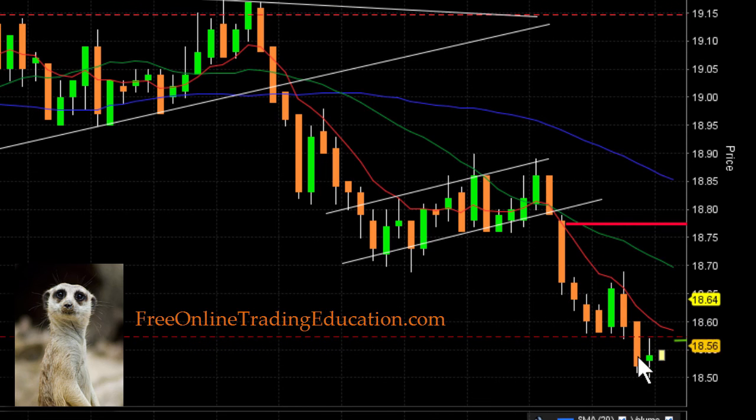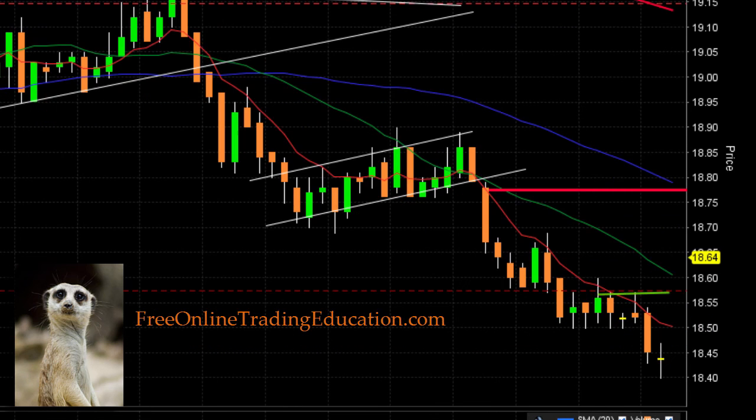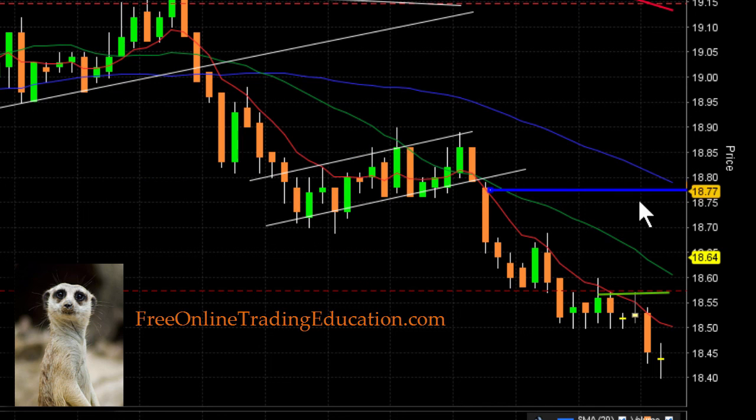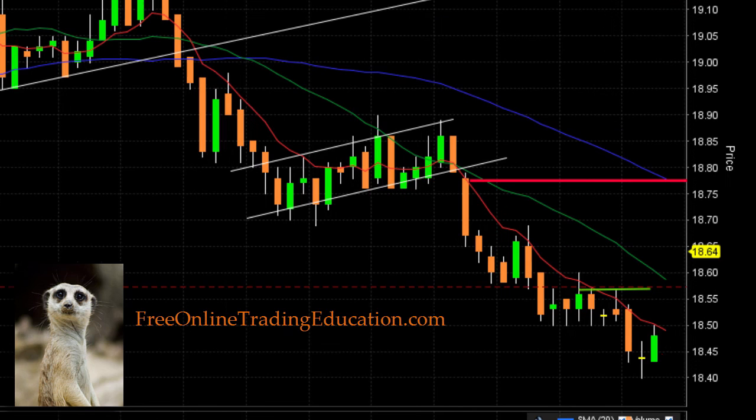So I went ahead and took out half right here at 18.58 for 1% on the first half. Then I pulled my stop down here to this 20 moving average. Now it's a matter of just managing my stop. My stop is in the money. I've already taken out half for 1%. Let's see how much money we can get out of this trade now.